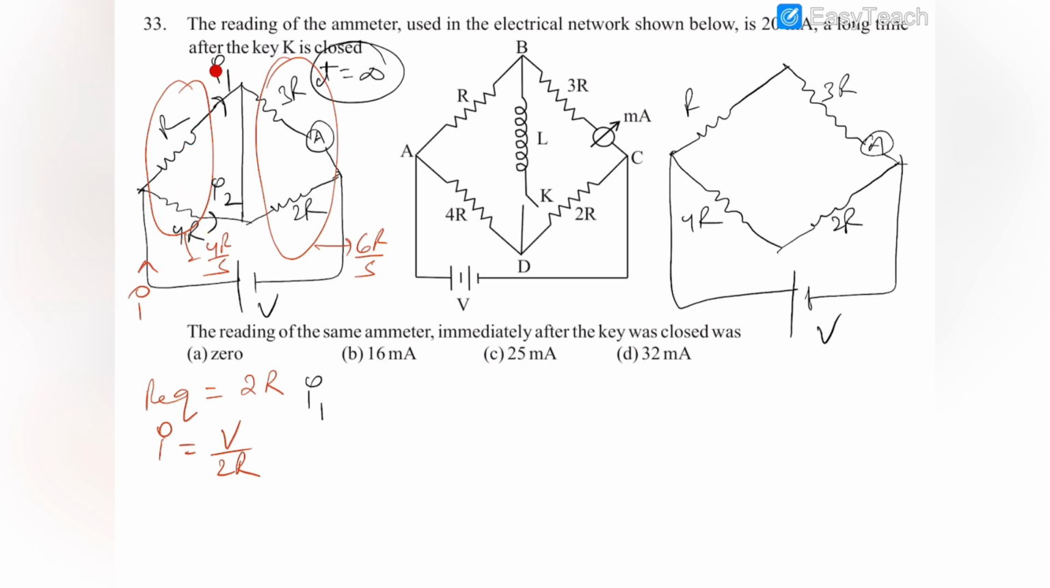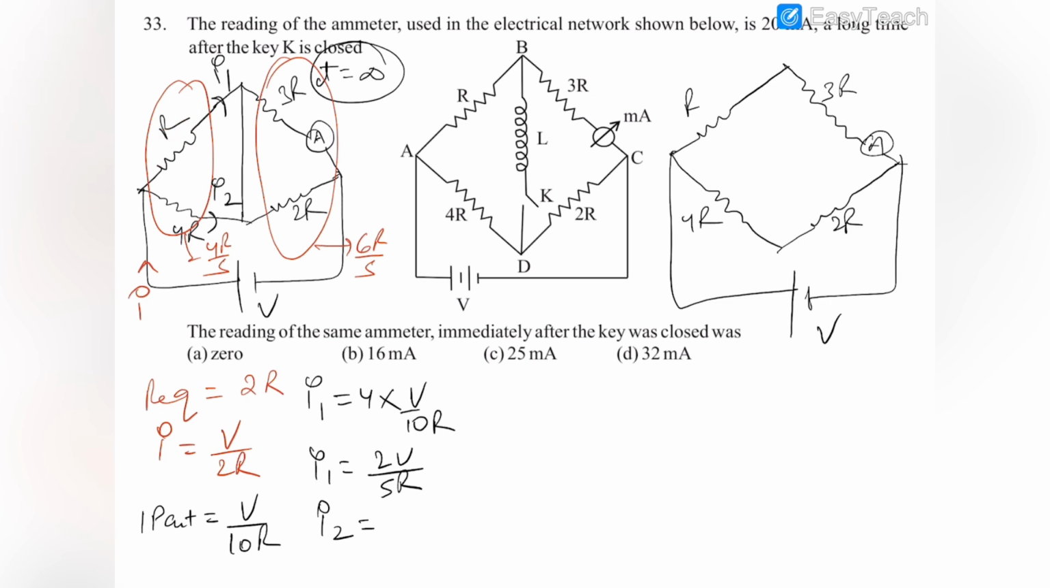Now we can say that I1 will be proportional to this resistance. Therefore, there would be 4 times one part, and one part of this current was V by 10R. So this would be 4V by 10R. So I1 is equal to 2V by 5R, and hence I2 will be equal to the current flowing through this resistance, in the proportion of the ratio of the resistances.